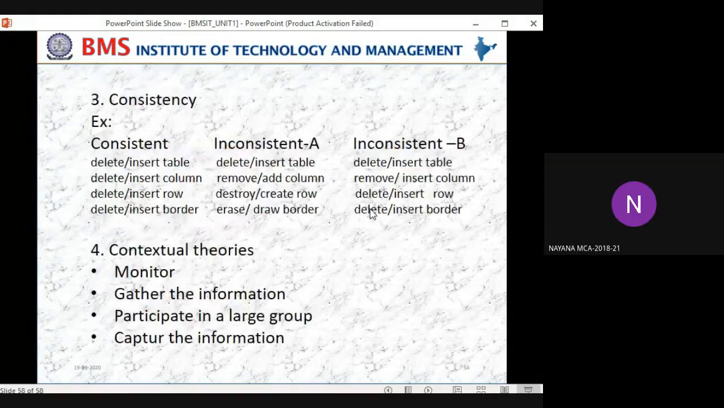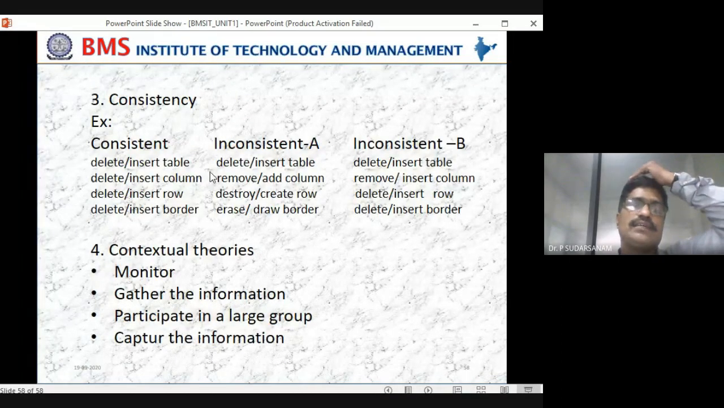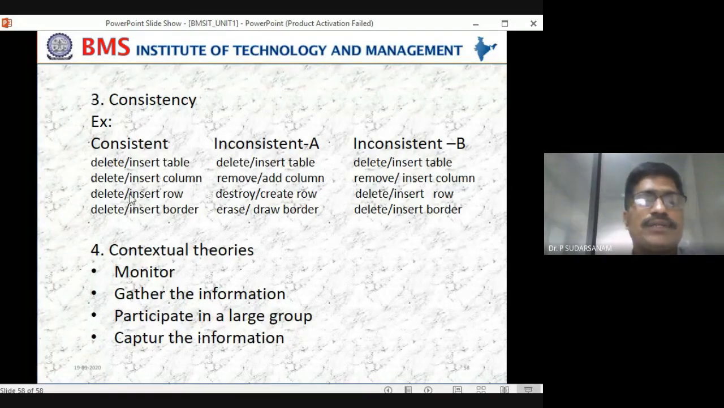Okay, so we were discussing consistency. The first one is delete, insert the table; delete, insert the column; delete, insert the row; delete, insert the border. That is the consistency: table, column, rows, borders, all with delete, insert. Now, for inconsistency, the first one is delete, insert the table. Next is remove, add the column. Next is destroy, create the row. Erase, draw the border.